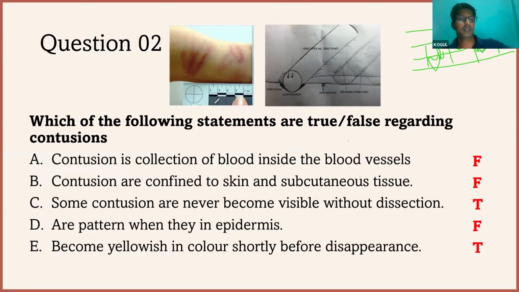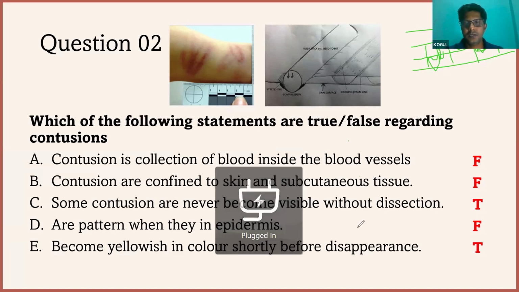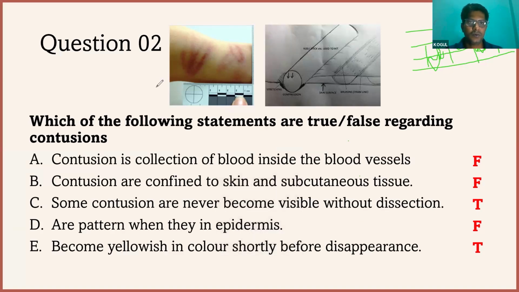So yellowish discoloration is usually due to bilirubin. So bilirubin causes this type of yellow discoloration. So shortly before disappearing, the condition has a yellow appearance. That is true. Then we move to the next slide.